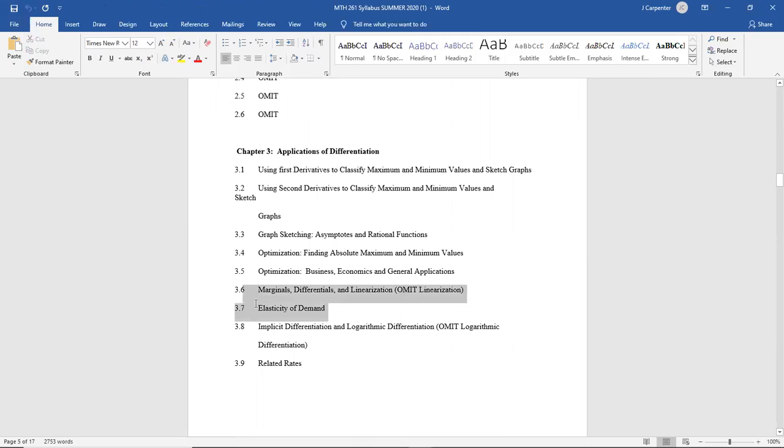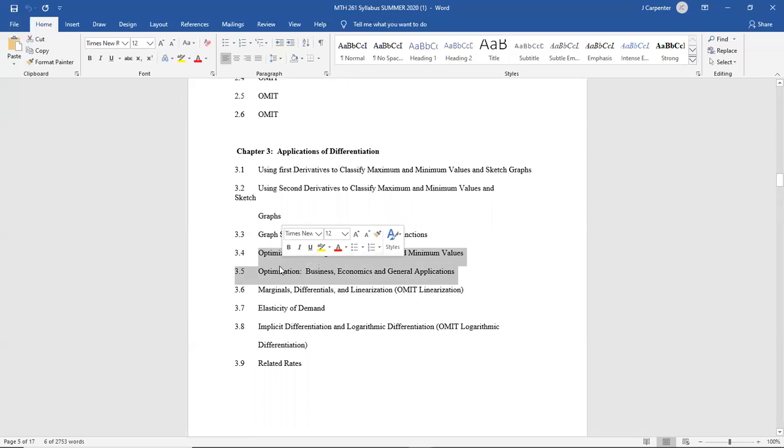I love the concept of elasticity of supply and demand, mainly demand, but I just don't know that we have time for this. Implicit differentiation and logarithmic differentiation, we see that we're going to omit one of those topics. Marginals, differentials, and linearization, we might end up omitting that whole section. There will be certain applications that we don't do.